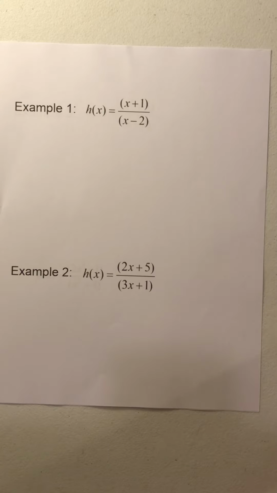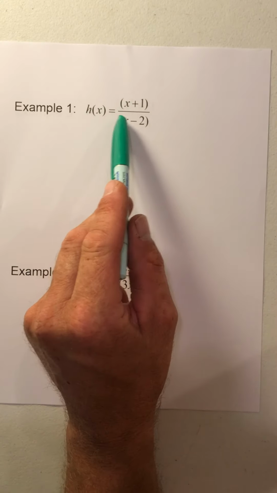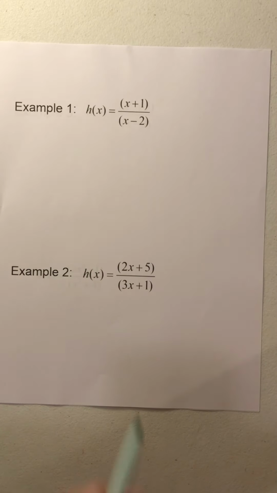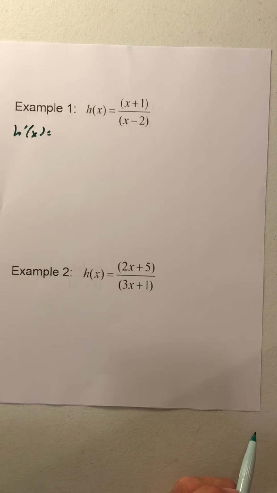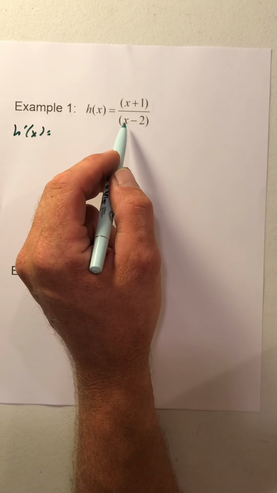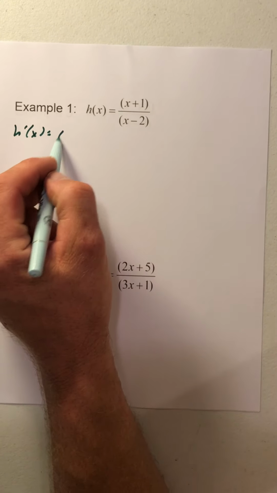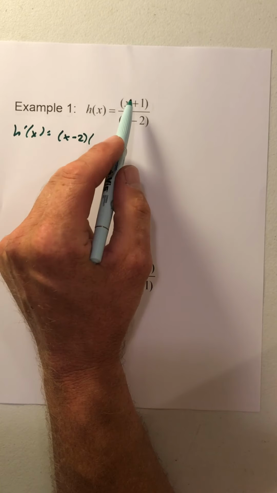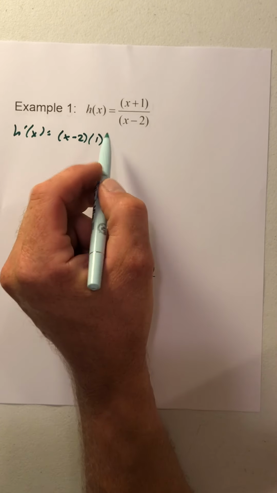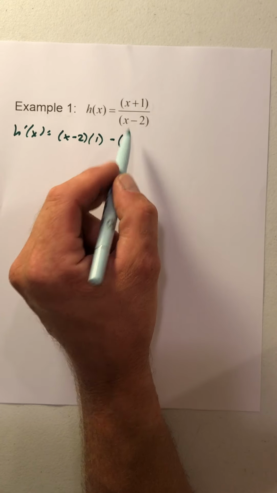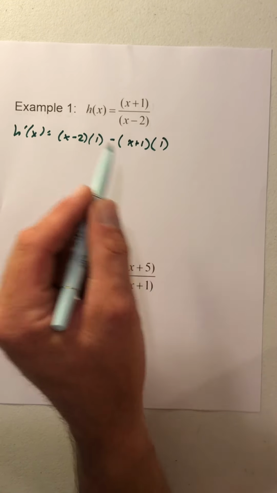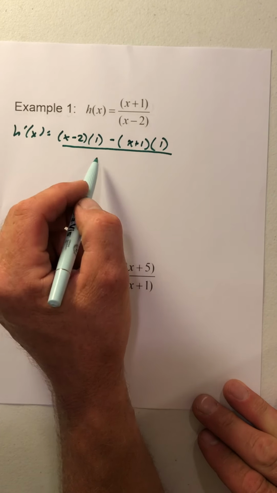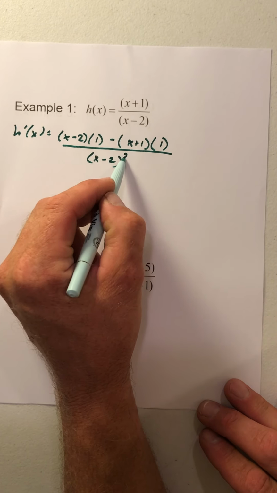Either way, let's go ahead and look at example number 1. Here we have h of x equals x plus 1 over x minus 2. So what does that derivative look like? To find the derivative of a rational, I'm going to take the low, my x minus 2, my denominator. I'm going to multiply by the derivative of the numerator. From that, I'm going to subtract the numerator times the derivative of the denominator. And it's divided by the denominator squared.